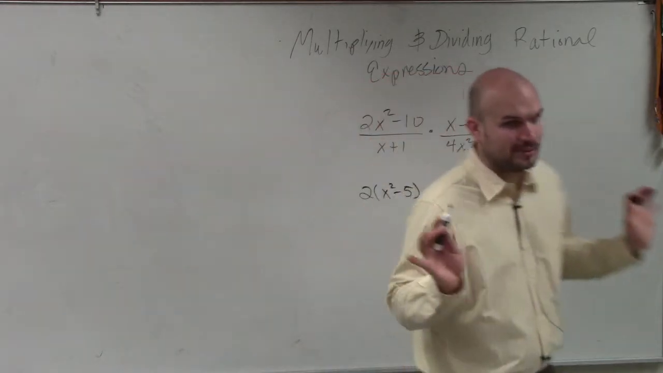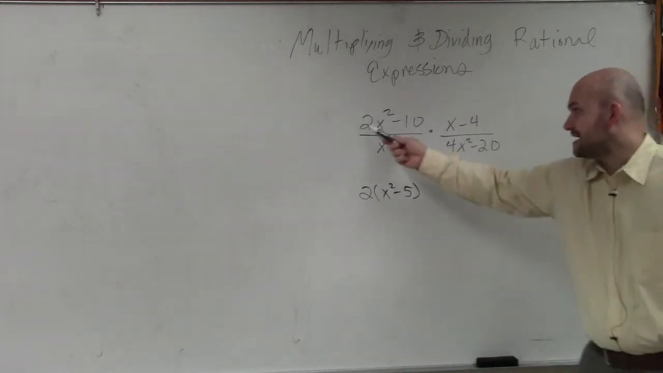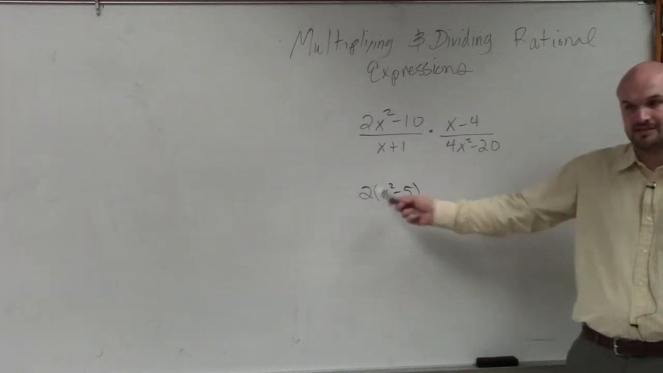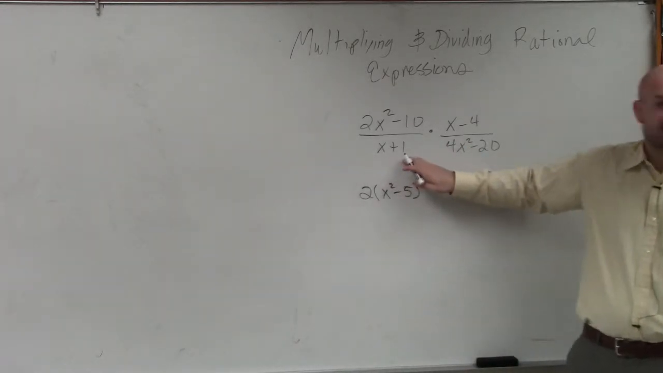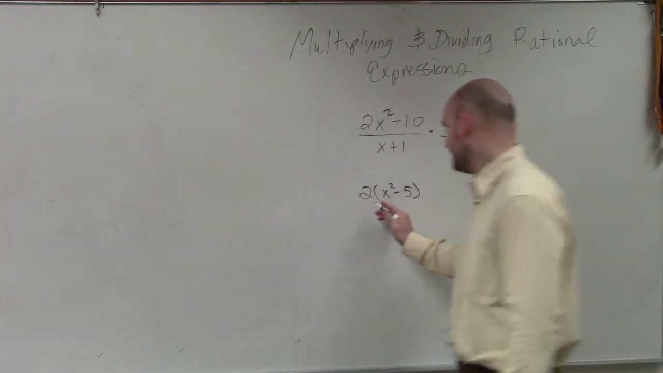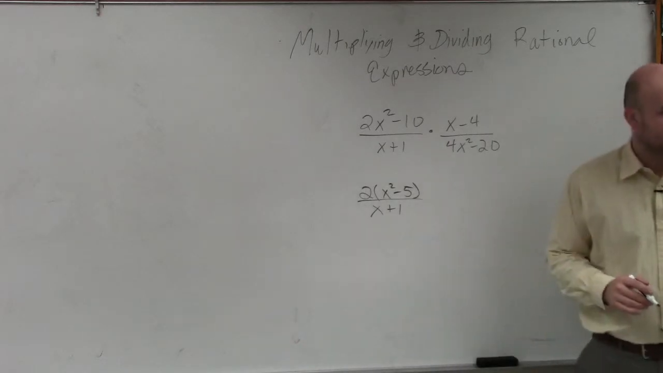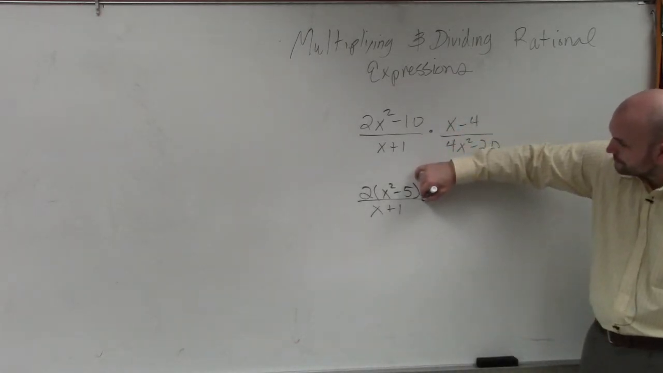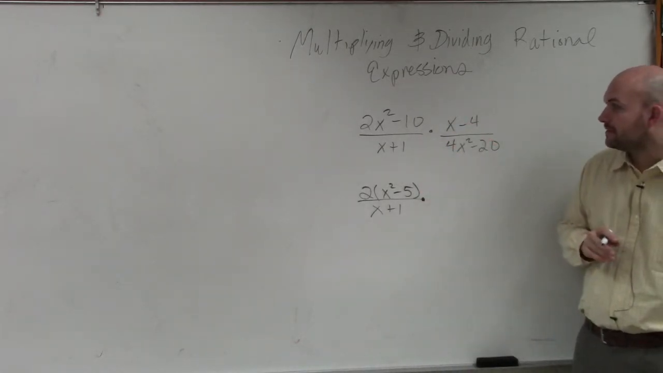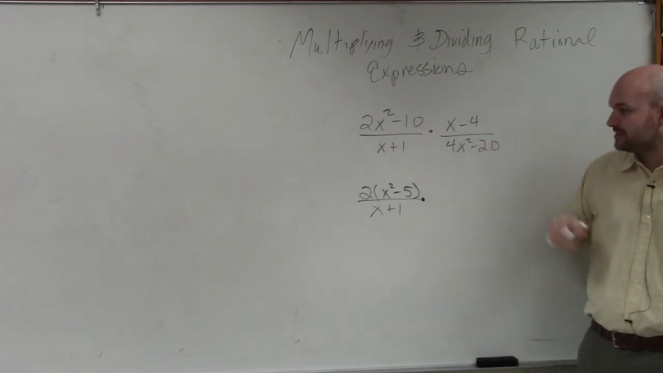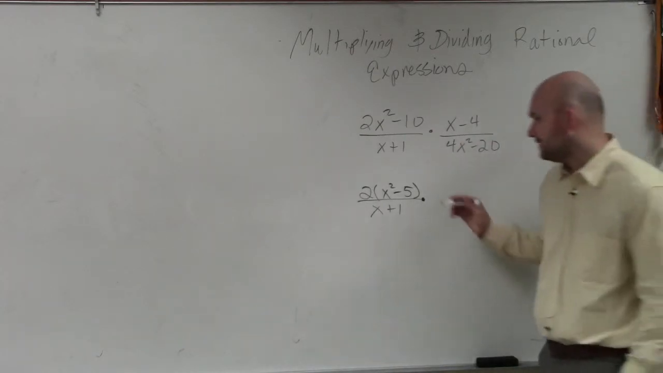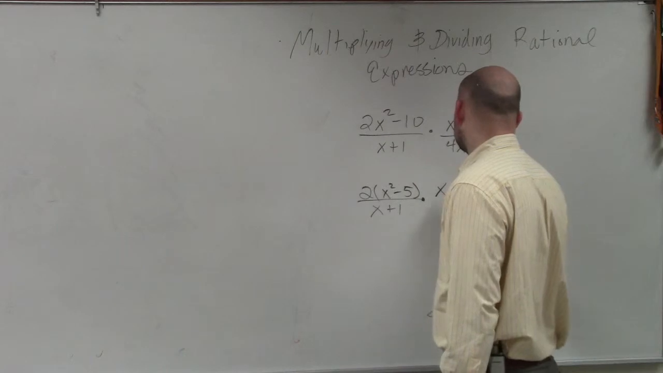Would everybody agree with me? That is the same thing as that, except this is now written as a product. Can I divide anything out of x plus 1? No. OK. So we're done with that. All right? Now, let's try x minus 4. And can I factor anything out of x minus 4? No. OK. So I'll leave that there.